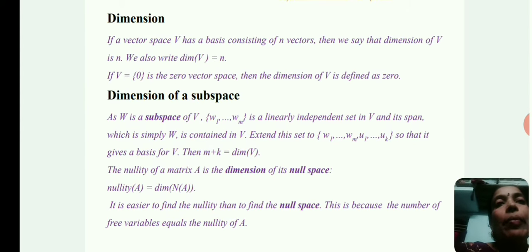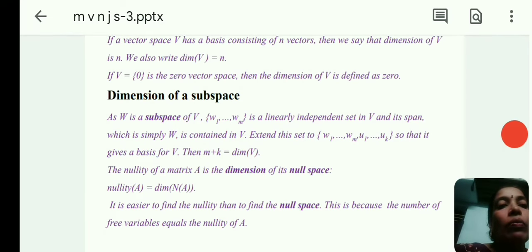See the definition of dimension. What is the dimension of a vector space? If a vector space V has a basis consisting of n vectors, then we say that the dimension of V is n. Here we can write that dimension of V is equal to n. If V is equal to {0}, the zero vector space, then the dimension of V is defined as 0.